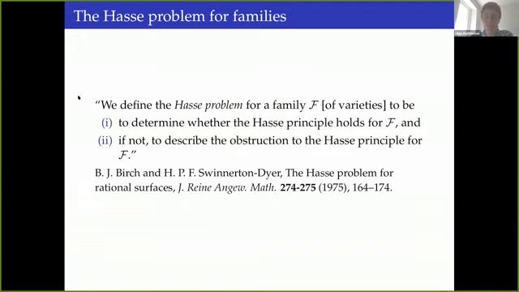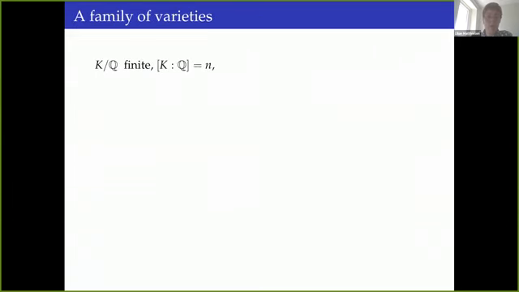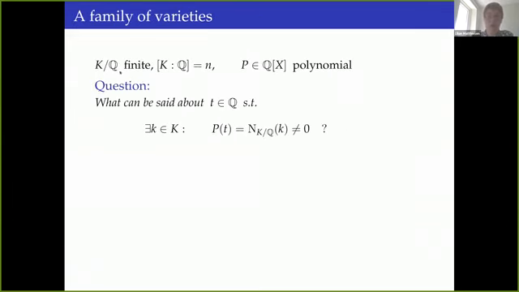I would now like to continue to discuss this Hasse problem for one specific family of varieties. To motivate this family, let's consider the following setup. We fix a finite extension of the rational numbers of degree n, and we fix a polynomial with rational coefficients. And now it seems to be a quite natural question to ask, what can be said about the set of points at which the polynomial takes values that are representable as the norm of some element of the extension that we fixed.